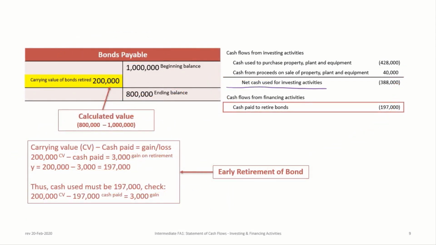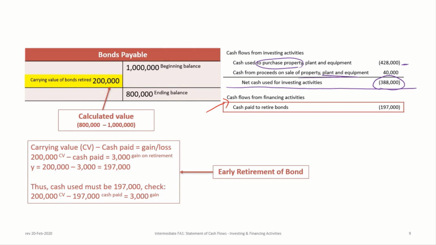Okay, so for Costanza, we're done with the investing section, and what we have then is net cash from investing activities of $388,000 outflow, and that's comprised of $428,000 in cash used to purchase property, plant, and equipment, less cash that was generated from the sale of some property, plant, and equipment. So that's the $40,000. And now we move on to our last section, which is cash from financing activities. And in our financing section, or our long-term or non-current liabilities, we have bonds and a mortgage. So we'll begin with the bonds payable. Always look through additional information to see what a question says about what happened in those accounts.